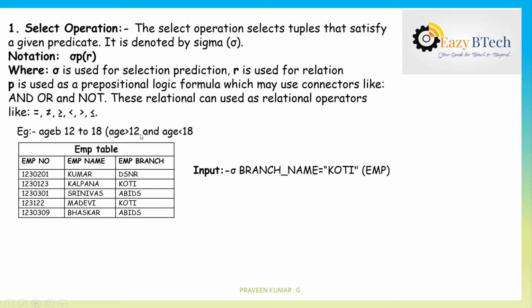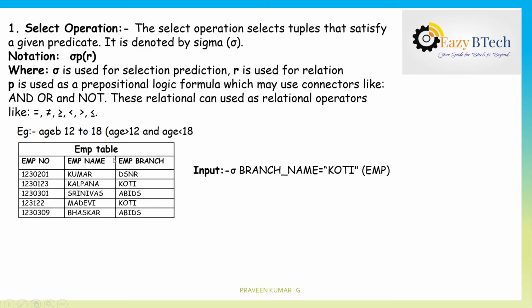AND is a logical operator; AND, OR, NOT are all logical operators. AND means both conditions must be satisfied: age greater than 12 and age less than 18. I just want to know who the people in Hyderabad are. Of the entire 7 crore population, Hyderabad has around 3 crore, and out of those 3 crore I only want those aged between 12 and 18. That is why we use the AND operation.